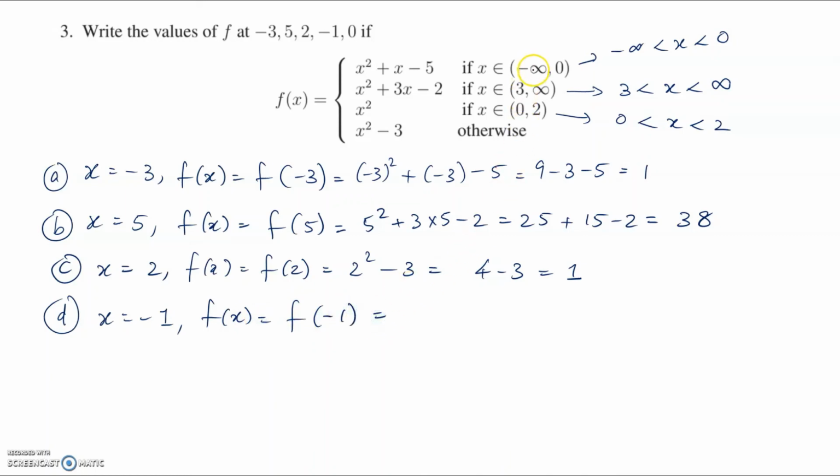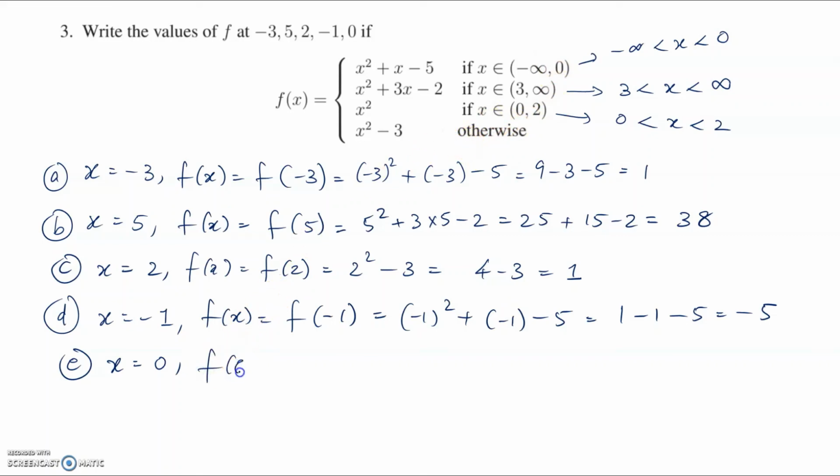Then if x is equal to minus 1, then our f of x is equal to f of minus 1. So minus 1 would fall in the first category, minus infinity to 0. So then it's minus 1 squared plus of minus 1 minus 5. That's 1 minus 1 minus 5. That's equal to minus 5. Then the last, when x is equal to 0. Now when x is equal to 0, it doesn't fall in any of these three intervals. You have to go to otherwise. So f of x is equal to f of 0, that's equal to 0 squared minus 3, that's minus 3.